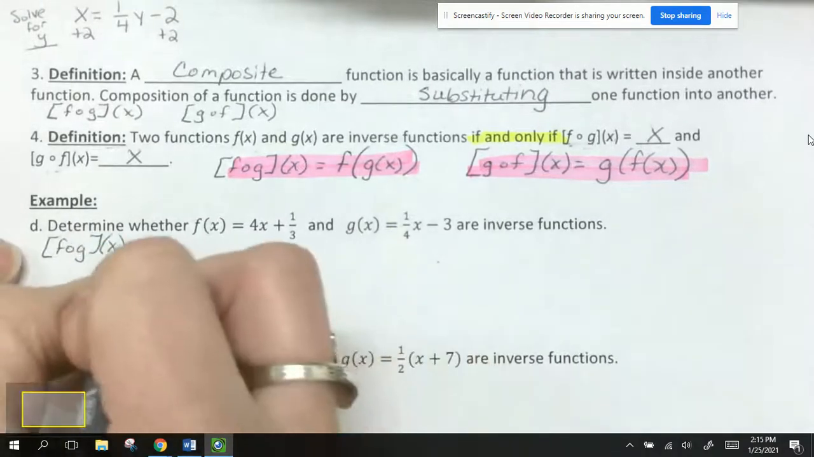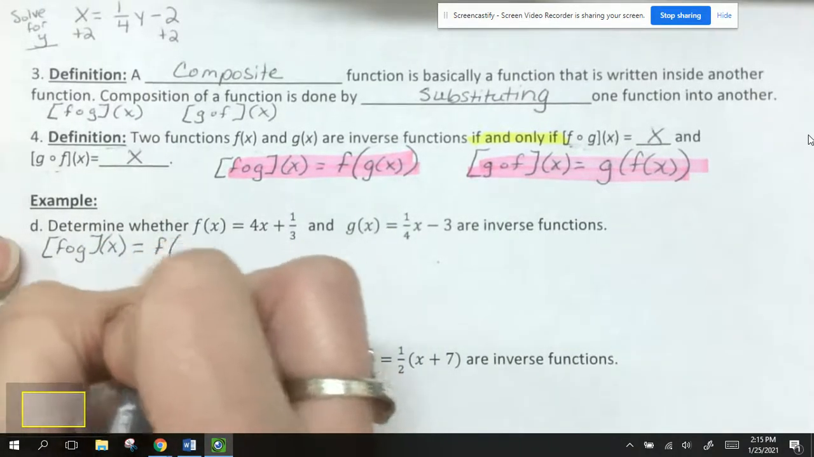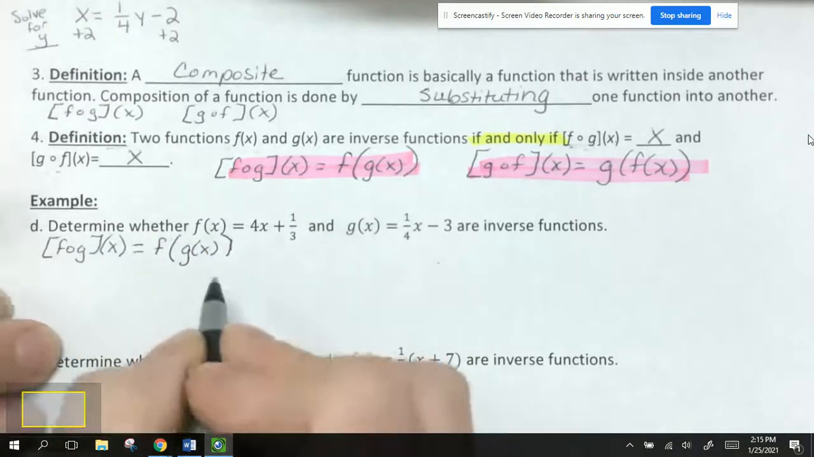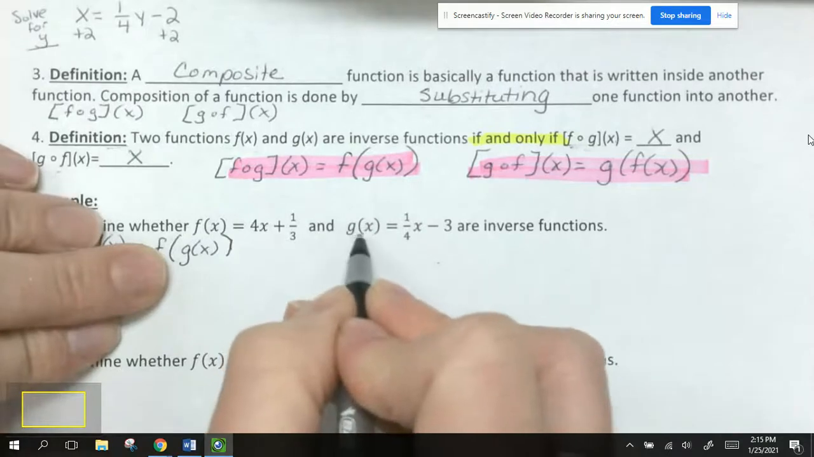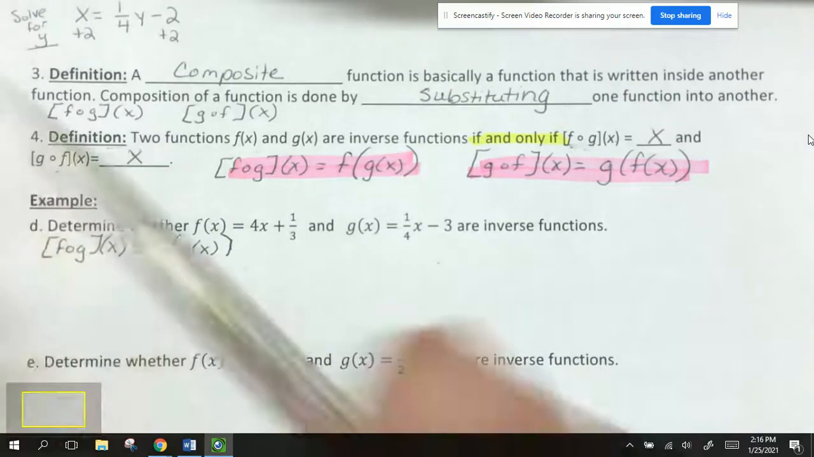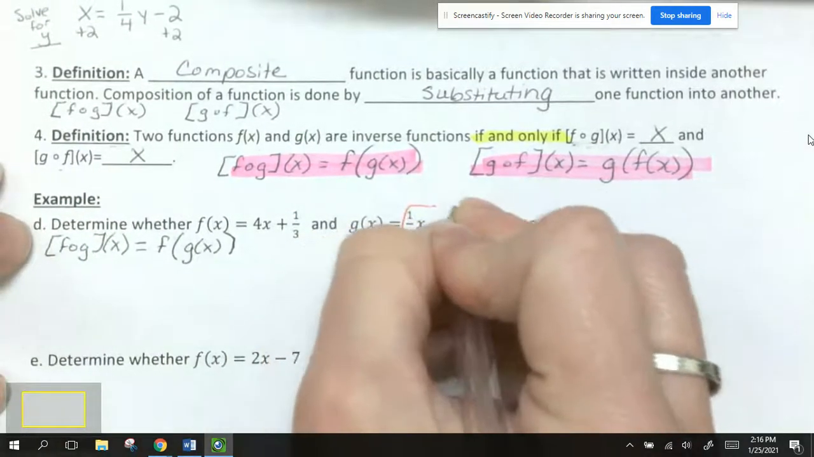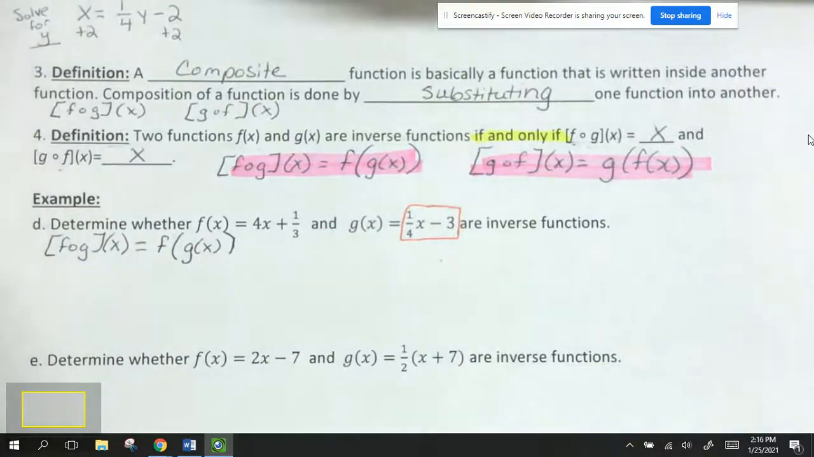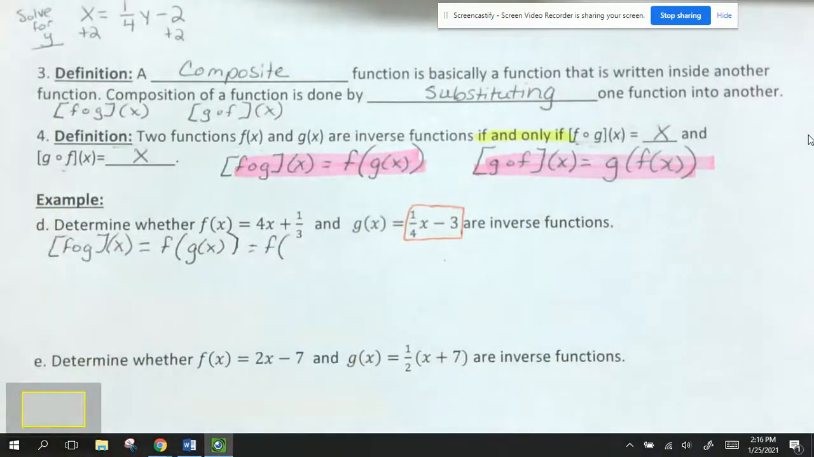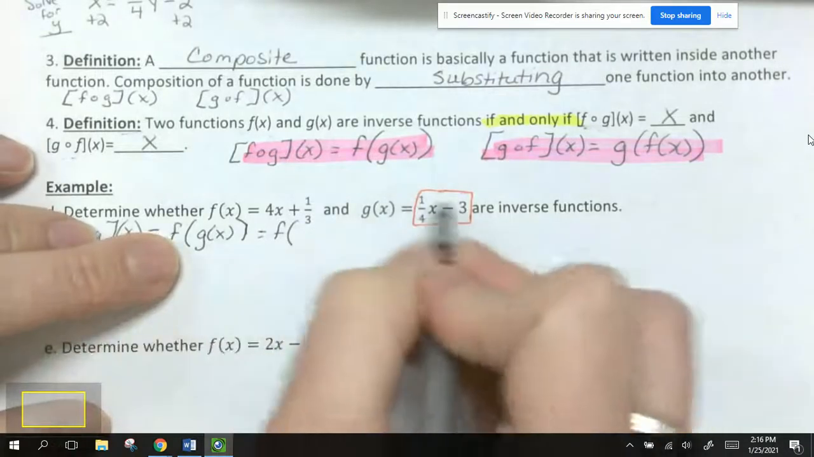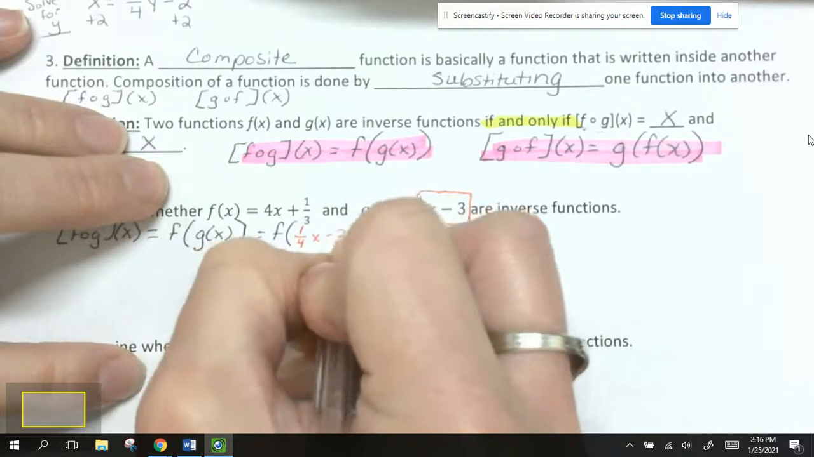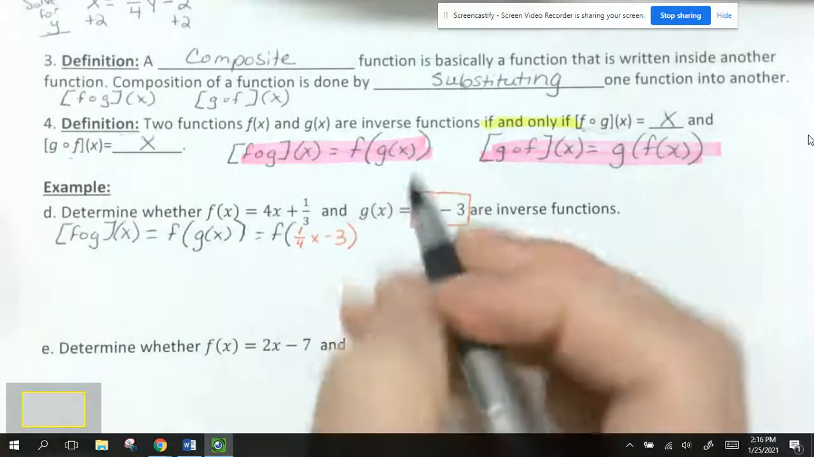Does it? So remember, f of g of x equals f of g of x. So what I'm going to do is I'm going to look up here and I'm going to see what g of x is equal to. Well, g of x is equal to this right here. It's 1/4 x minus 3. So I'm going to keep that f, but in the place of g of x, I'm going to put what g of x is equal to. It's equal to 1/4 x minus 3. Okay, I'm going to write that in there.